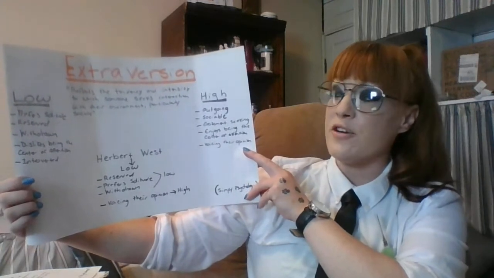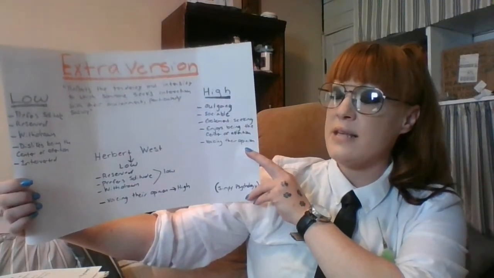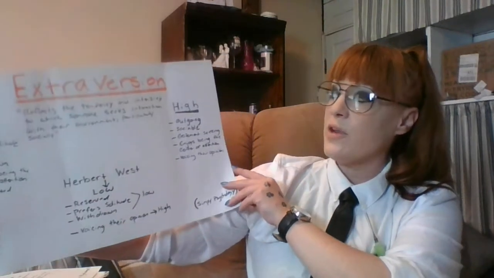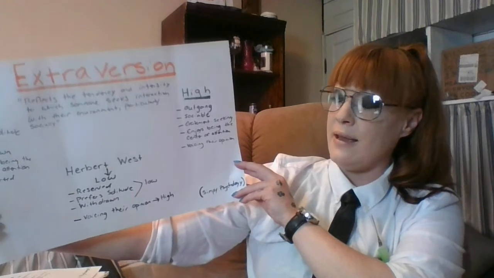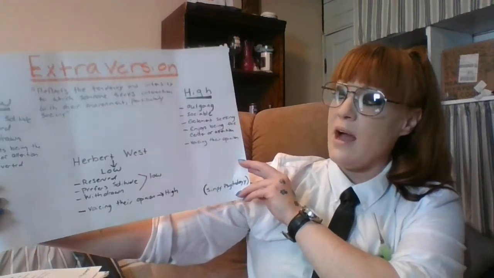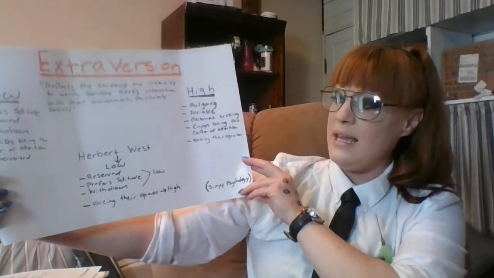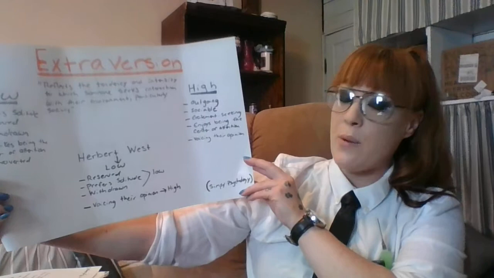On the low end, they prefer solitude, they're reserved, withdrawn, dislikes being the center of attention, and they're introverted. On the high end, they are outgoing, sociable, excitement seeking, enjoy being the center of attention, and they voice their own opinion. I did score Herbert low on this. He is reserved, prefers solitude, and is withdrawn and introverted. However, he does voice his own opinion.